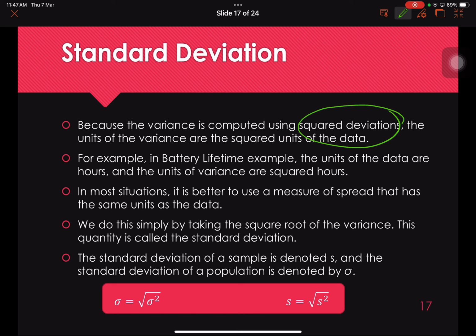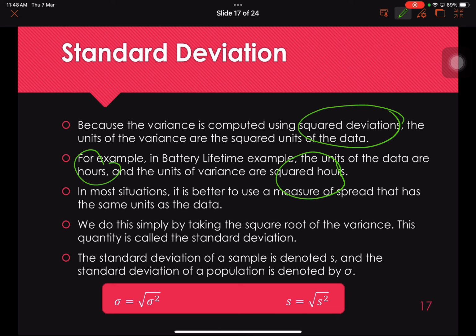Alright, so for example here, in the battery lifetime example, the units of data are hours, and the units of variance are square hours. What is the lifetime of that battery? We will say 10 hours square, 2 hours squared. Yes. Okay, and it is very hard to explain. That's why we don't want variance.